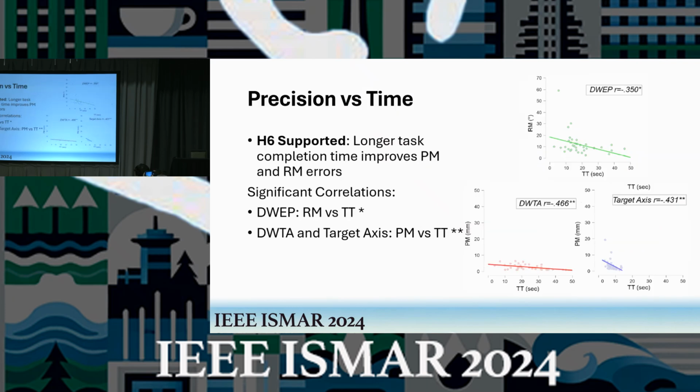For the correlation comparisons between precision and time, we see that longer task time actually indicates better rotational and positional errors. We find significant correlations for the dynamic widget with entry point, where the dentists that took more time had better rotational error. And for the dynamic widget with target axis and target axis conditions, we see that the dentists had better positional error over time.